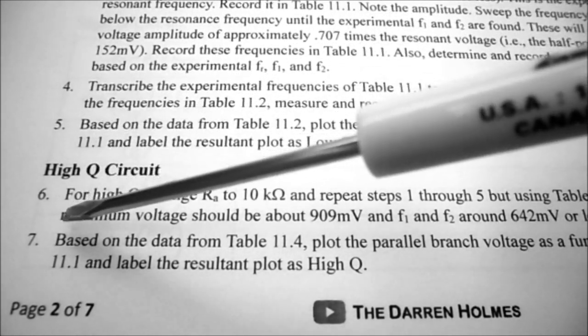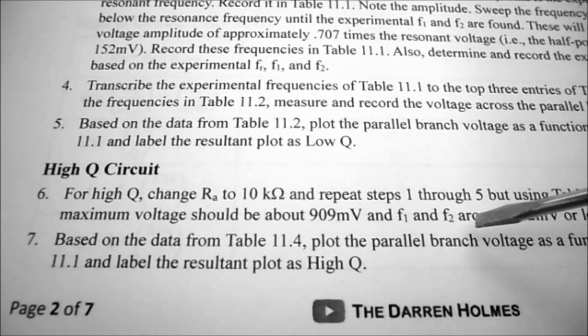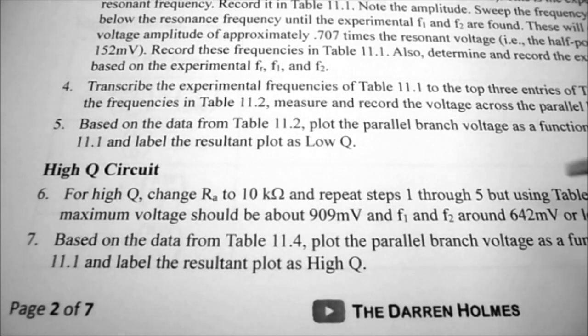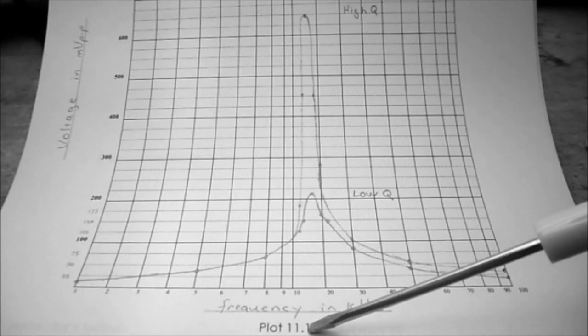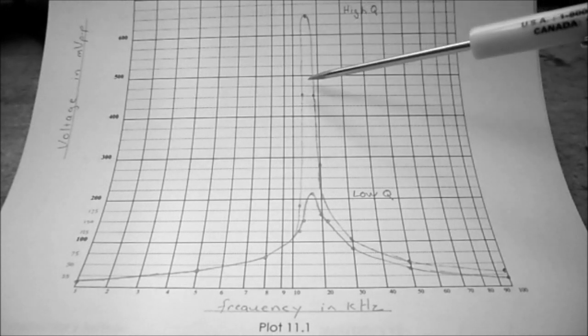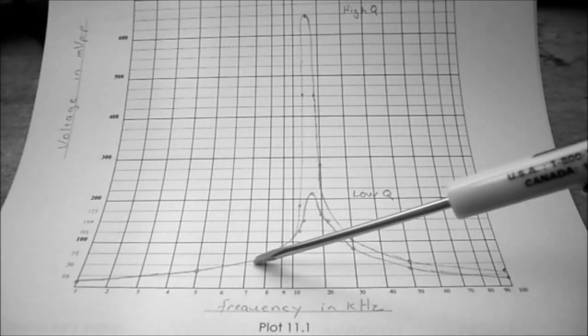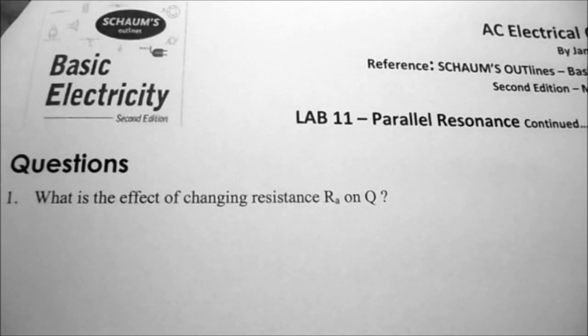So moving on to procedure step number 7, it says based on the data from table 11.4, plot the parallel branch voltage as a function of frequency on plot 11.1 and label the resultant plot as high Q. So in plot 11.1, I've tried to put my points in as close as possible to my measured values, and I've sketched my line in, and I've labeled it as high Q. On the last page of the lab, I have 4 questions for you to answer based on your calculations and observations of the lab.